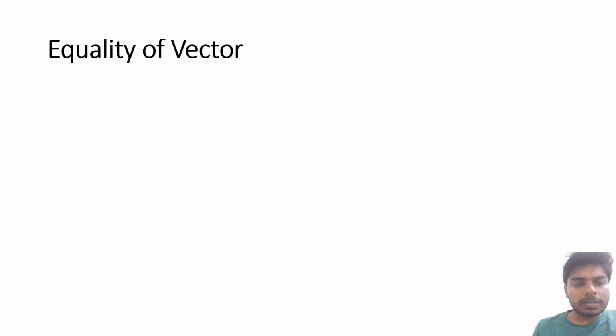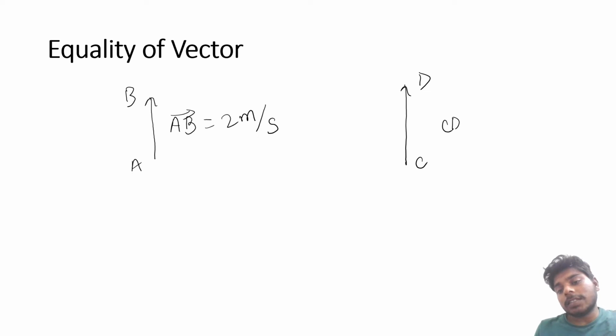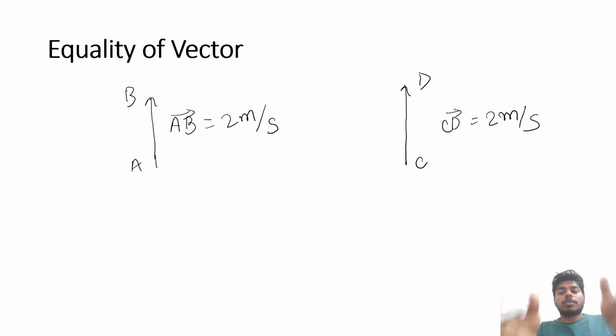Two vectors like velocity vector. Let's take AB. AB is a vector whose magnitude is 2 meter per second, and another vector, let's say CD. CD is a vector which also has 2 meter per second. Both arrows are the same length, and the direction is also the same, upward. So both the vectors are equal.